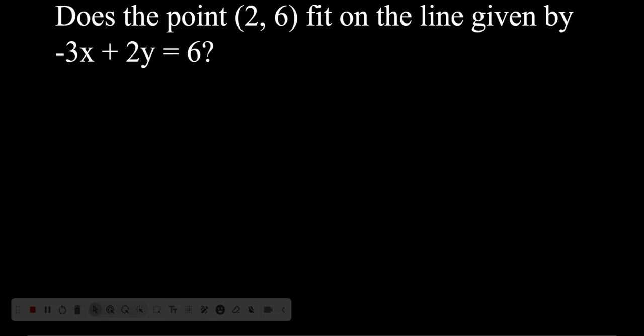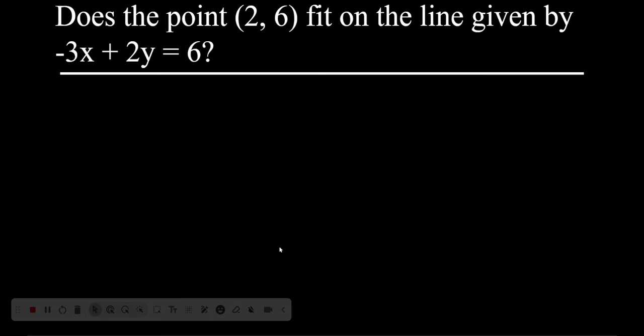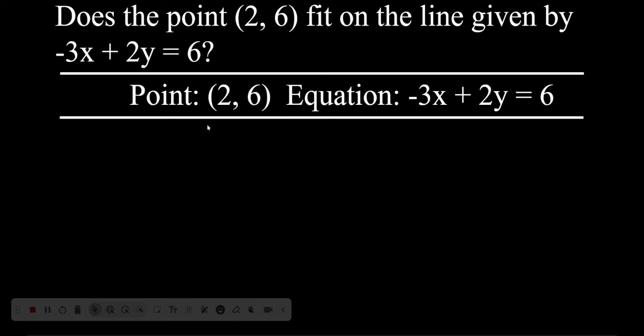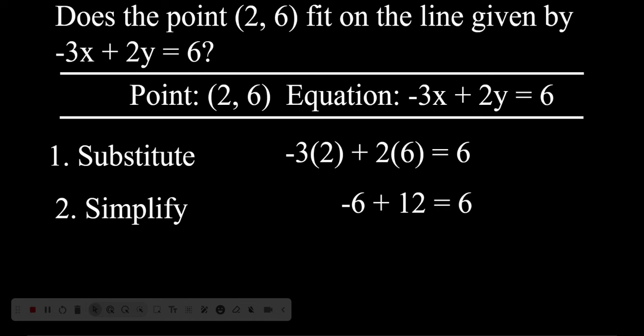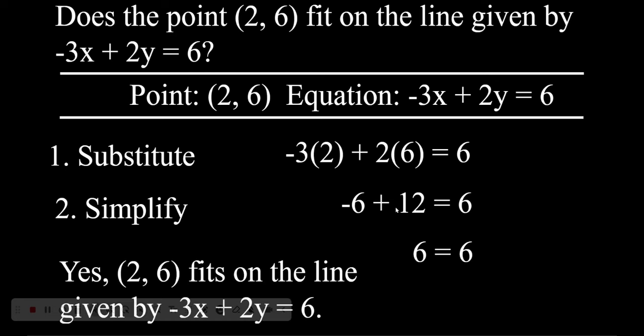Now the last one. The point 2, 6: does it fit on the line given by this equation? First thing, to be clear, here's my point, 2, 6. Here's my equation. First thing I'm going to do is substitute, plug them in. So negative 3 times 2, like that. Then I'm going to simplify. What's negative 3 times 2? It's negative 6 plus 12, does that equal 6? Negative 6 plus 12 is actually equal to 6, so yes, it is on the line.